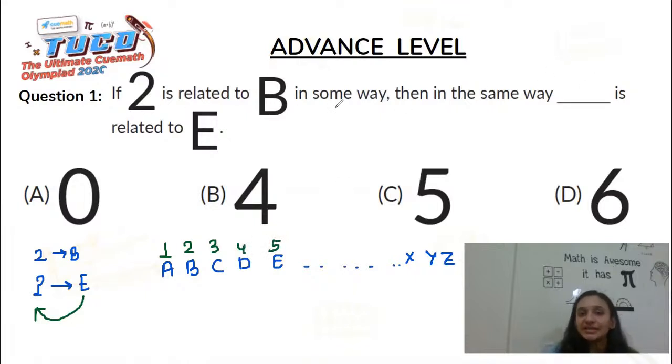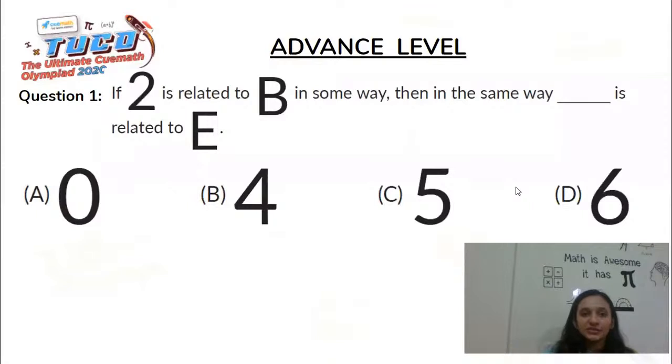So if 2 is related to B in some way, then in the same way, 5 is related to E, because at the 5th position in the alphabetical series, we get the alphabet E. So the correct answer to this question becomes option C. I hope you understood this question. This was a mix of numbers and alphabets, because they used the positioning of the alphabets in the alphabetical series and related them to each other.